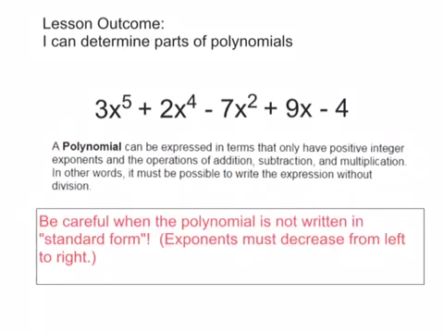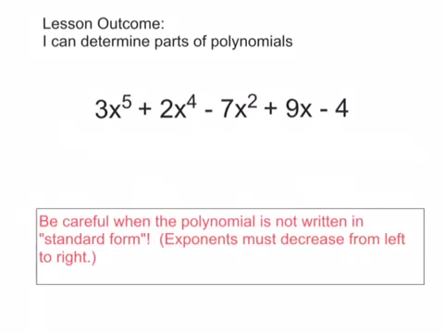Also notice there will always be addition or subtraction in between a set of terms, and again these terms have positive integer exponents. Now, let's take a look at this polynomial. First of all, this is how you would read it. 3x to the fifth plus 2x to the fourth minus 7x squared plus 9x minus 4.